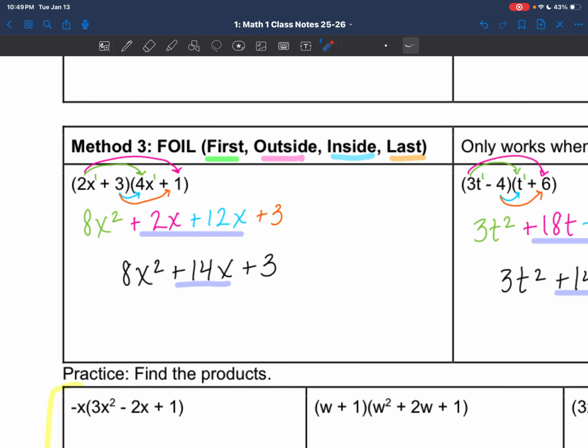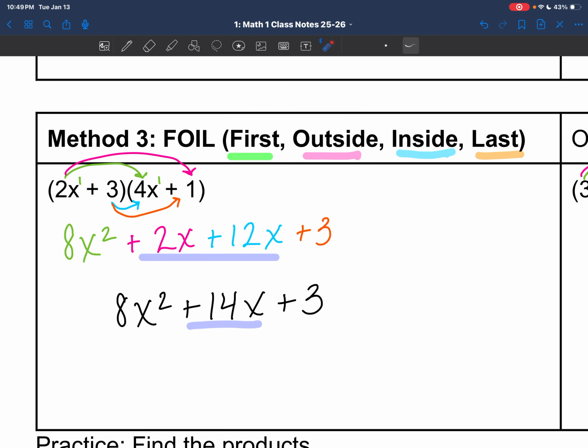All right. So now this one, you'll hear people say when you're multiplying polynomials to FOIL it. FOIL stands for first, outer or outside, inner or inside, and last. Those are the terms you're going to do. So what you're going to think about is you're going to multiply your two first terms in the parentheses. So 2x times 4x, which gives you 8x squared.